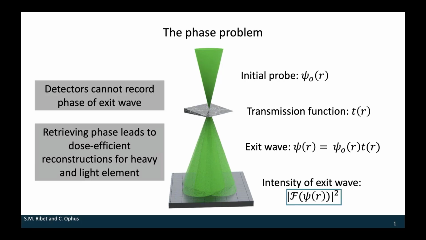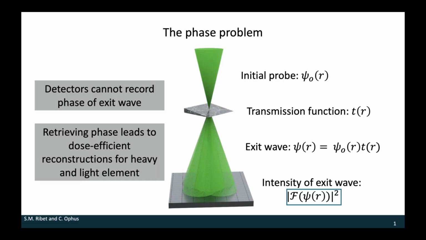And then the problem is right here, is that our detectors are going to record the intensity of our exit wave, and this phase information is lost. So anything we can do to recover the phase information is really great. We get dose efficient imaging, so we're making more out of the same dose. And we also can see our heavy and light elements at the same time.